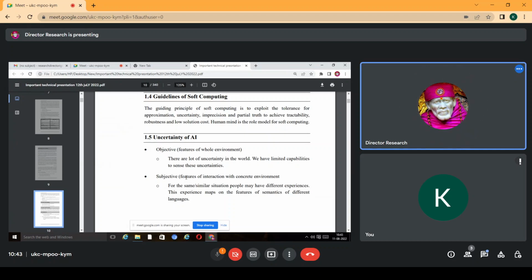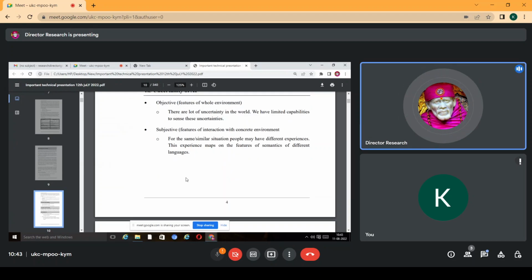Uncertainty in AI. Objective features of the environment: there is a lot of uncertainty in the world, and we have limited capabilities to sense these uncertainties. Subjective features and interaction with the concerned environment: in a similar situation, people have different experiences. This experience maps onto the features of the scenario in different languages.